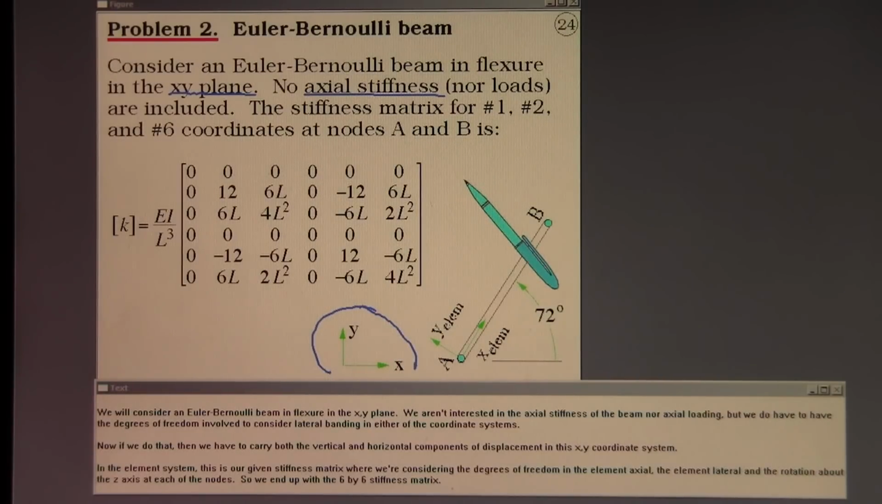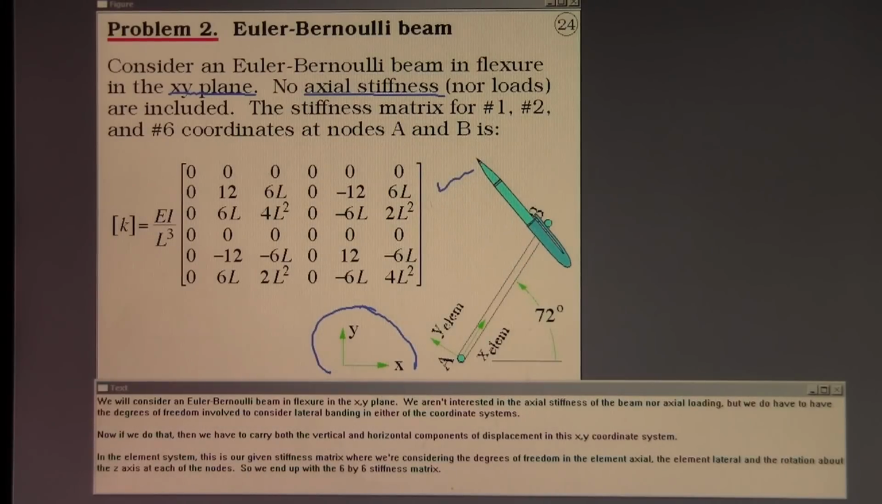In the element system, this is our given stiffness matrix, where we're considering the degrees of freedom in the element axial, the element lateral, and the rotation about the z-axis at each of the nodes. So we end up with the 6 by 6 stiffness matrix.